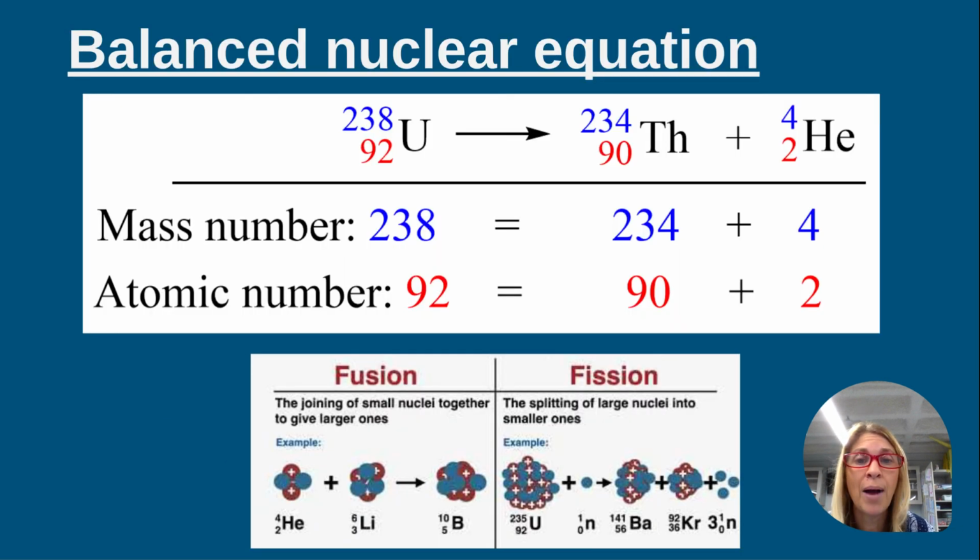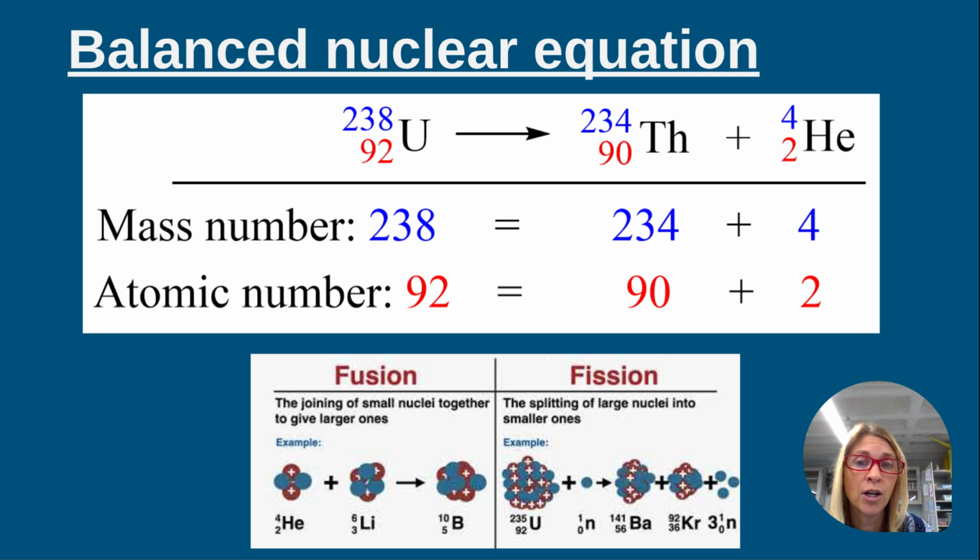Here's an example of a balanced nuclear equation. We can see that this starts with an isotope of uranium-238. So there's the U for uranium. The 238 in blue up top is the mass number, and the 92 is the atomic number.